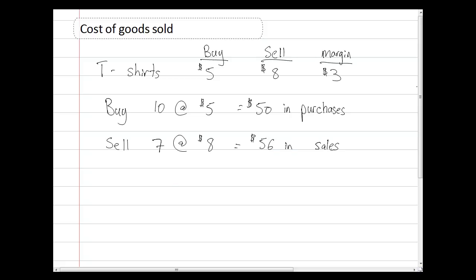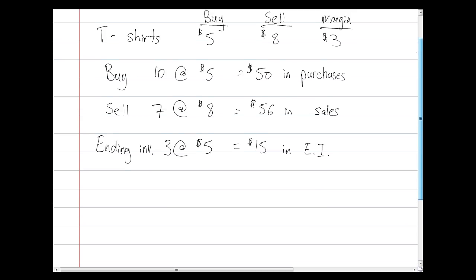And so how much inventory do I have left over? Well, my ending inventory, well, I bought 10, I sold 7, so my ending inventory is going to have 3 t-shirts left. And how much am I going to value my inventory at? Well, I'm going to value it at the cost at which I paid for it, which is $5. And so therefore our ending inventory has a value of $15 in ending inventory. I'm just going to abbreviate it with this EI here.